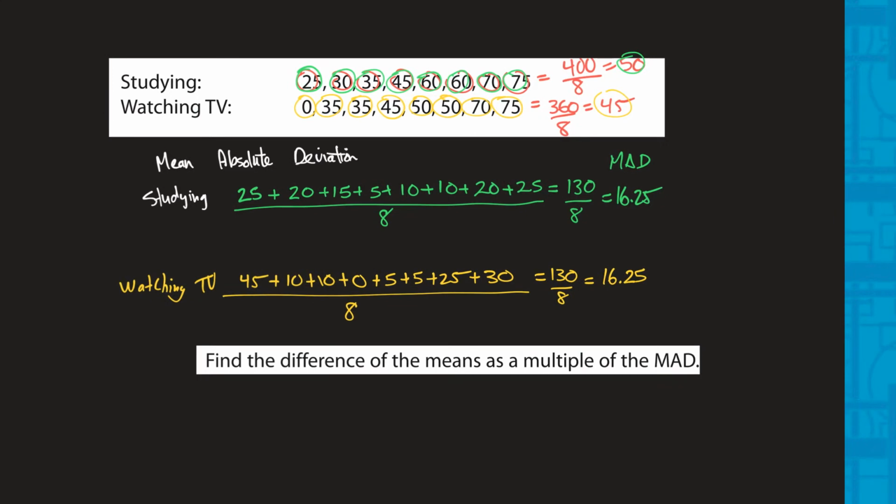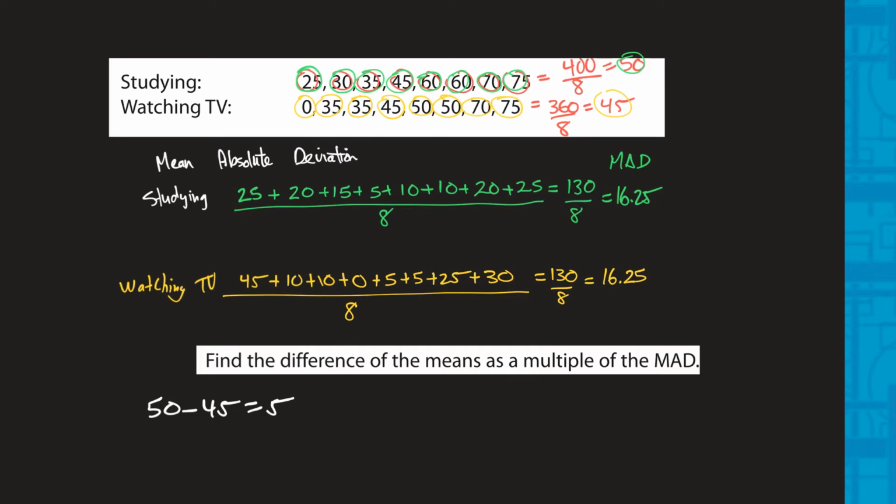Find the difference of the means. So what is the difference of the means? Well, if we remember, the means are 50 and 45. So the difference in the means is 5. So 50 minus 45 is 5. And the difference of the means as a multiple of the mean absolute deviation.